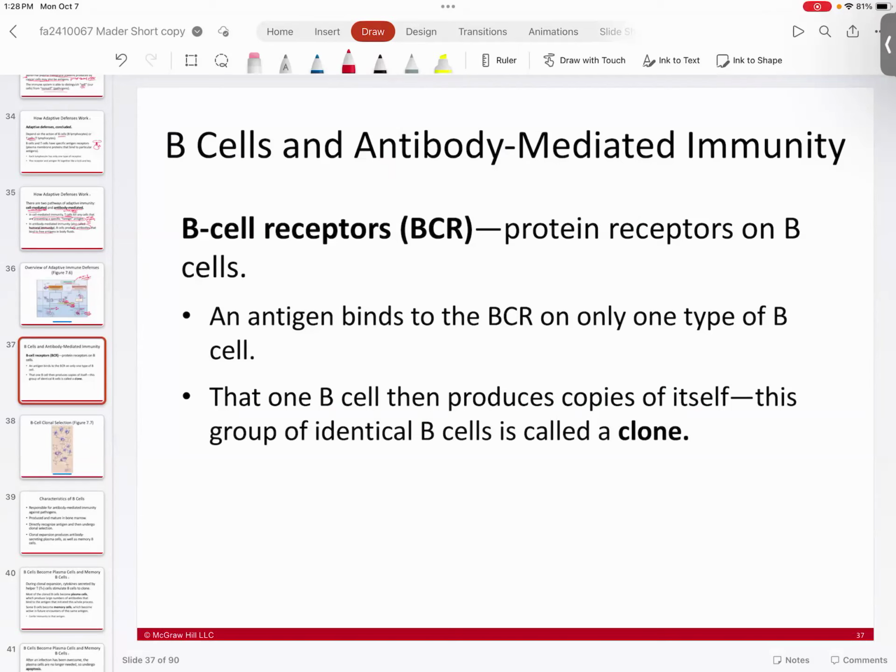So on the B cells, these are the antibody-mediated side of things. You have B cell receptors or BCRs. These are basically the protein receptors that are on the cells themselves. So this is where you bind to the antigen. The antigen that's in your body will bind to only one type of B cell. You have lots of different B cells. One thing you need to understand is these receptors, these B cell receptors, are incredibly variable.